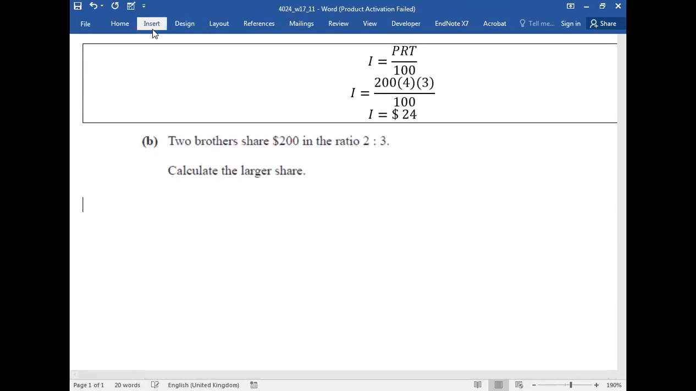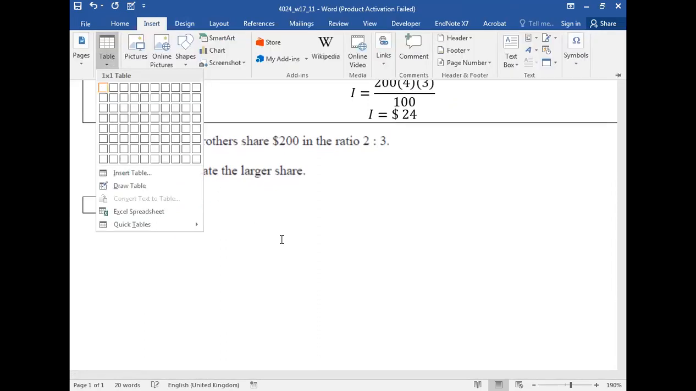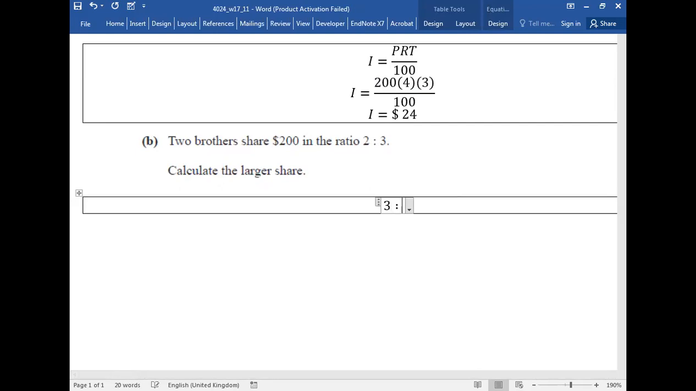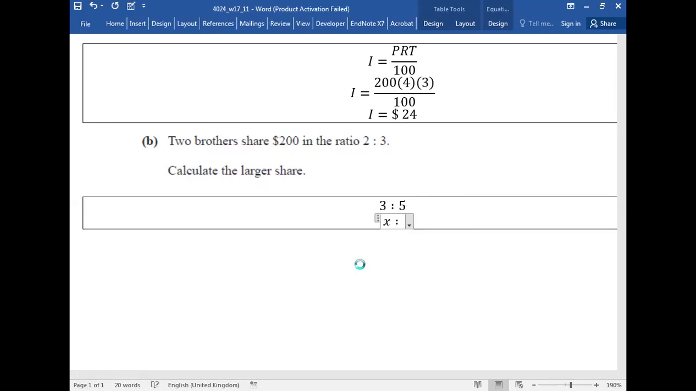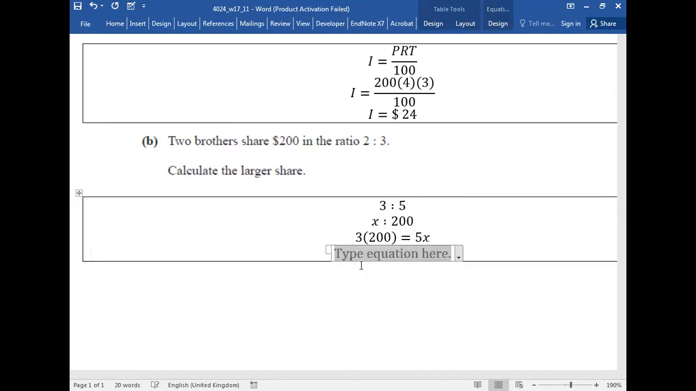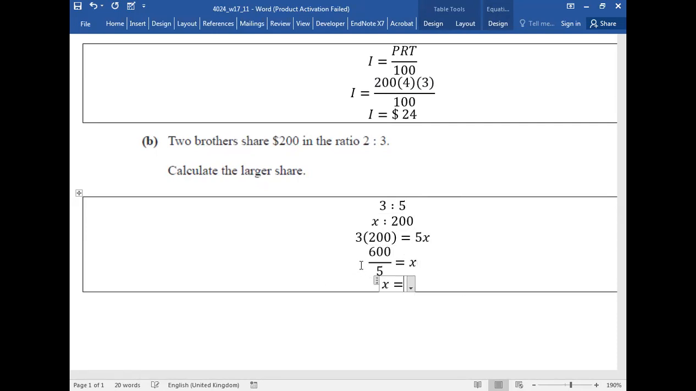Two brothers share $200 in the ratio 2:3. Calculate the larger share. $200 is not the share of either of those brothers. $200 is the total amount. Which one gets the larger share, 2 or 3? 3. So again, ratio 3. Can you tell me the total ratio? 5. That means for every total 5, the larger one gets 3. So I don't know the larger one, and I know the total is 200. Cross multiply. 3 into 200 is 5x. 5 is being multiplied over here. 600 upon 5 is x. Can you tell me the value of x?